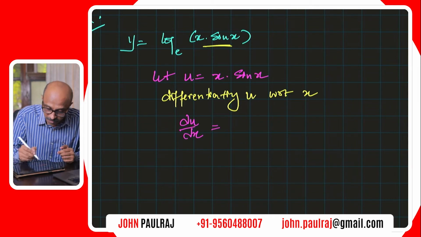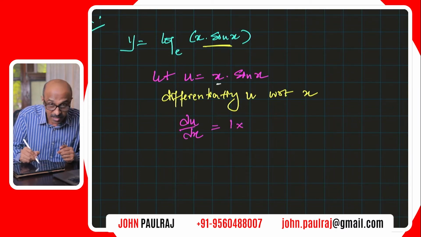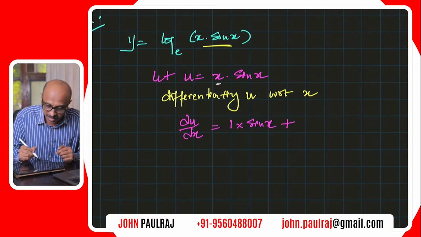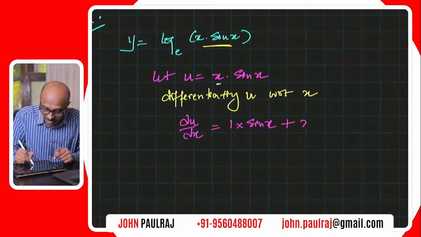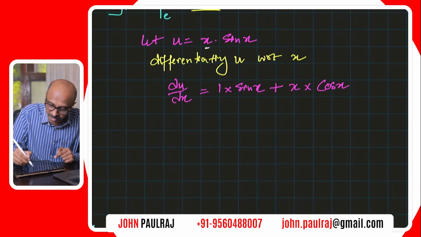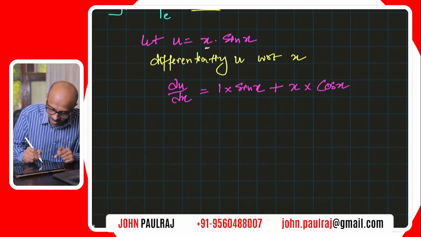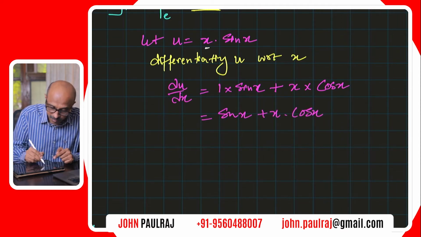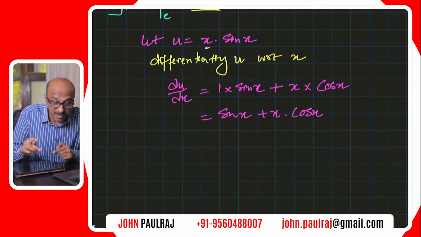Well, the derivative of the first term, x, is 1, multiplied by sine of x, the second term, which remains as it is. Plus, don't forget the plus sign, okay? First term remains as it is, x. The derivative of the second term, the derivative of sine, is cos of x. Can you see this? All right, now just simplify that and we get our derivative as sine of x plus x times cos x. This is the derivative of that u that we have introduced.